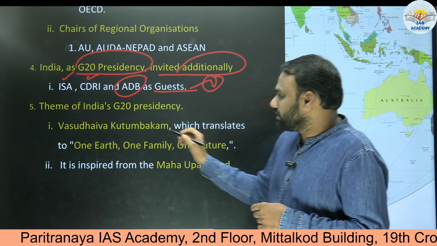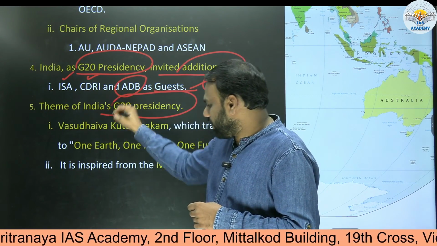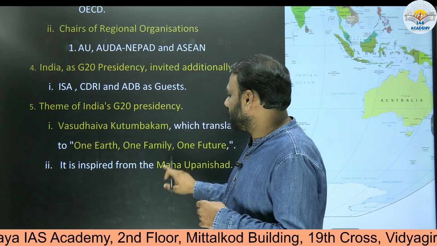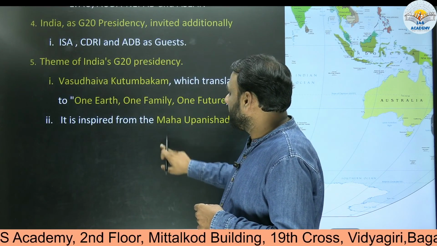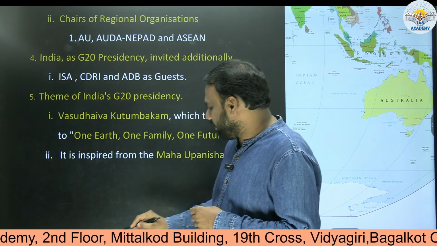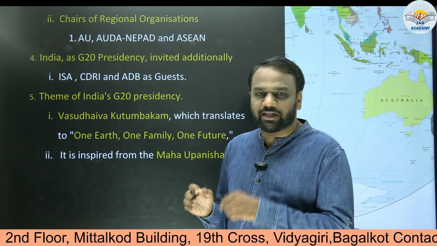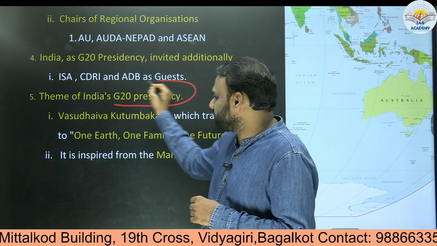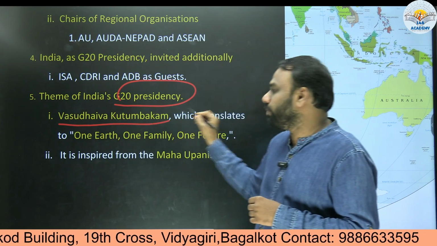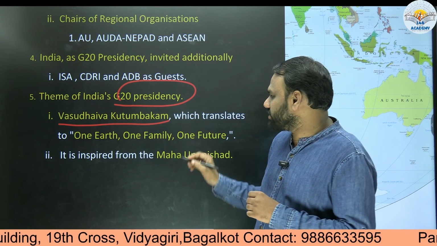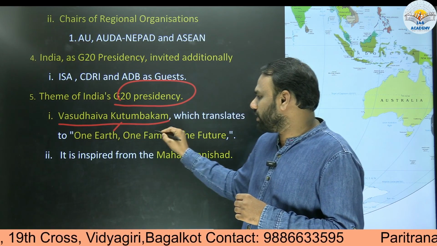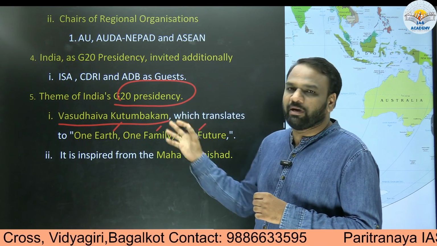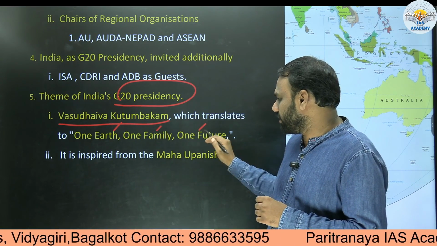Next, the theme of India's G20 presidency. Every year when G20 takes place, there will be a theme. The other themes are not important, but as this year's G20 took place in India, the theme is very important. So the theme of this year's presidency was Vasudhaiva Kutumbakam. Important. So what does it mean? It translates to one earth, one family and one future. Repeatedly we have seen this term appearing in the newspaper.